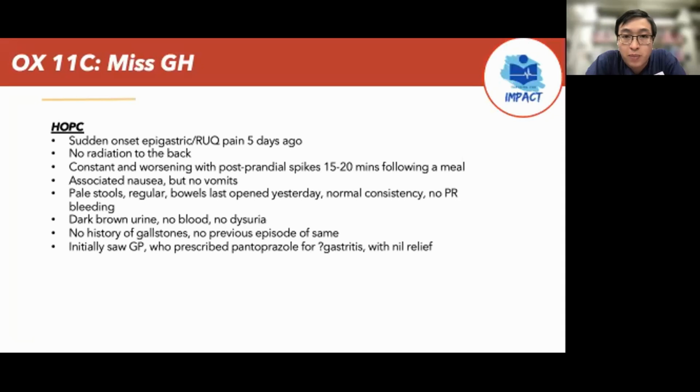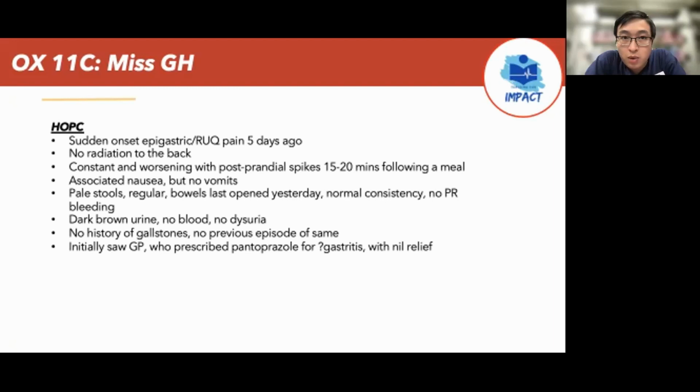She tells you that bowels were last opened yesterday. It's normal in consistency, no PR bleeding. There's a bit of dark brown urine, but no blood and no dysuria. She has no history of gallstones, no previous episode of same. She initially saw the GP who prescribed pantoprazole for query gastritis with nil relief, and so she ended up in the emergency department and was admitted under gen surg.